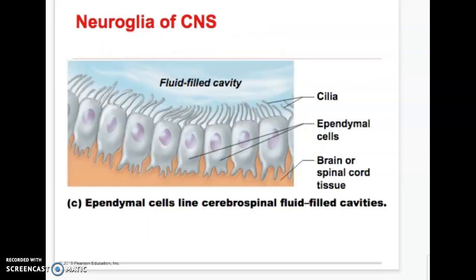Next, we have the ependymal cells. The ependymal cells line all the fluid-filled cavities in the central nervous system. So they're epithelial cells, but they're just found lining the cavities that contain cerebrospinal fluid. And so they help with filtering and moving fluid.